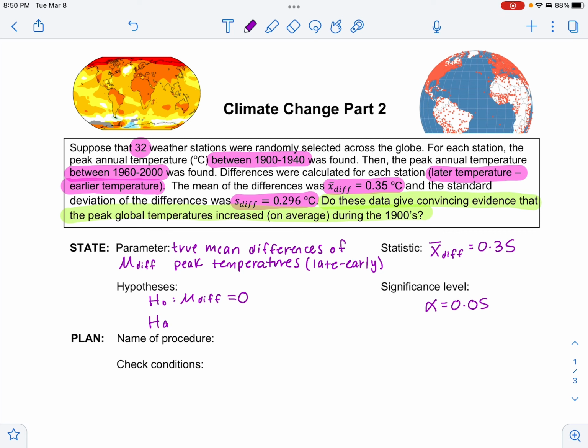Then the alternative, that's what we think is going to actually happen. We believe that there should be an increase, that when I do the later years minus the earlier years, the later years will be larger than the earlier, and therefore when I do late minus early, this difference should be greater than 0.